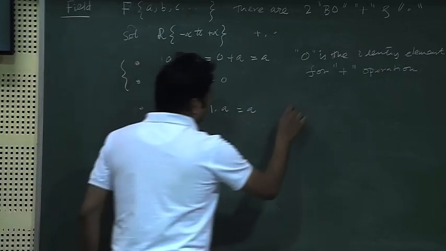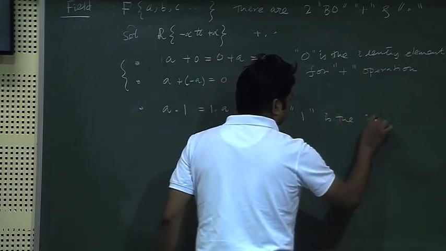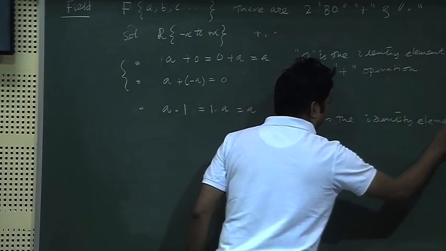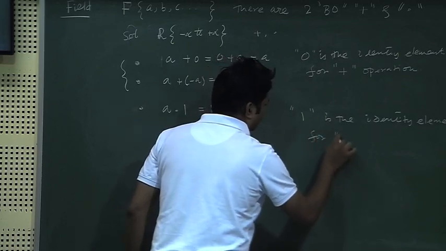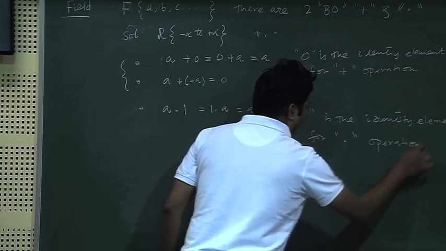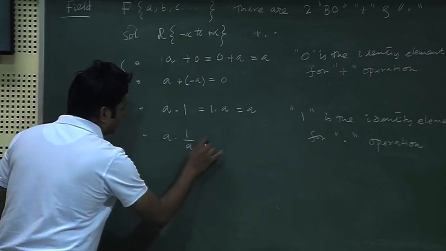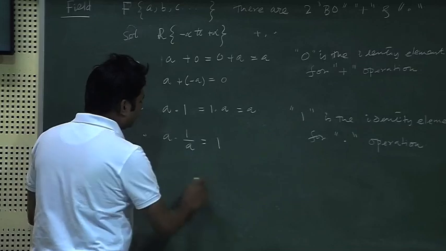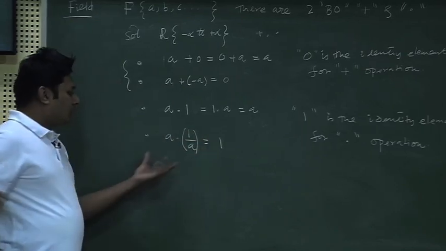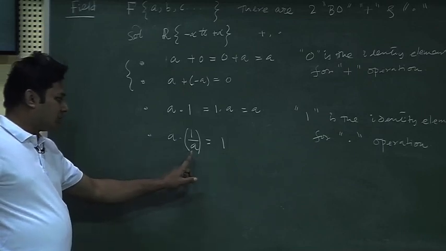So 1 is the identity element for the dot or multiplication operation. Again I can have a quantity which returns me back 1. I can have one element 1 by A. If I multiply this to A, then I return back my identity element. So this is the inverse. So 1 by A will be the inverse.